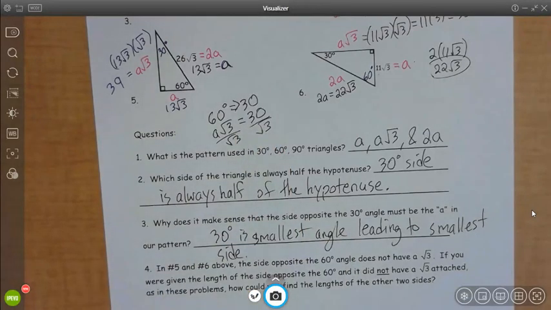And that covers everything you need to know about 30, 60, 90 triangles. In our next video, we will be covering the other type of special right triangles, and I will see you all then. Thank you for watching.